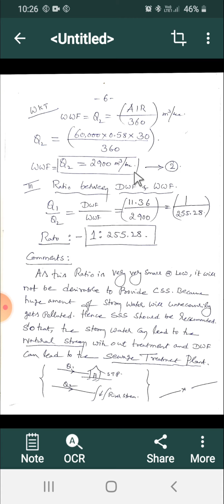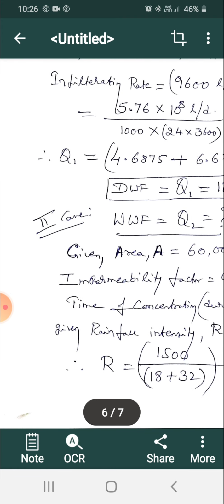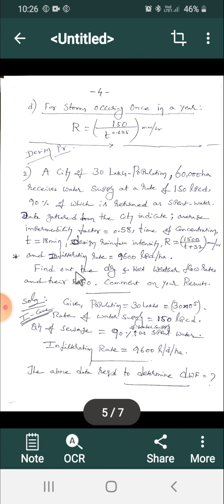We got Q2. You have Q1 and Q2. What do you have to find out actually from the problem? Here, find out DWF and WWF. Look, we have done both now. We have determined DWF and WWF, and now you have to go for the ratio. Ratio means Q1 divided by Q2. Very simple. The answer that comes will be here.